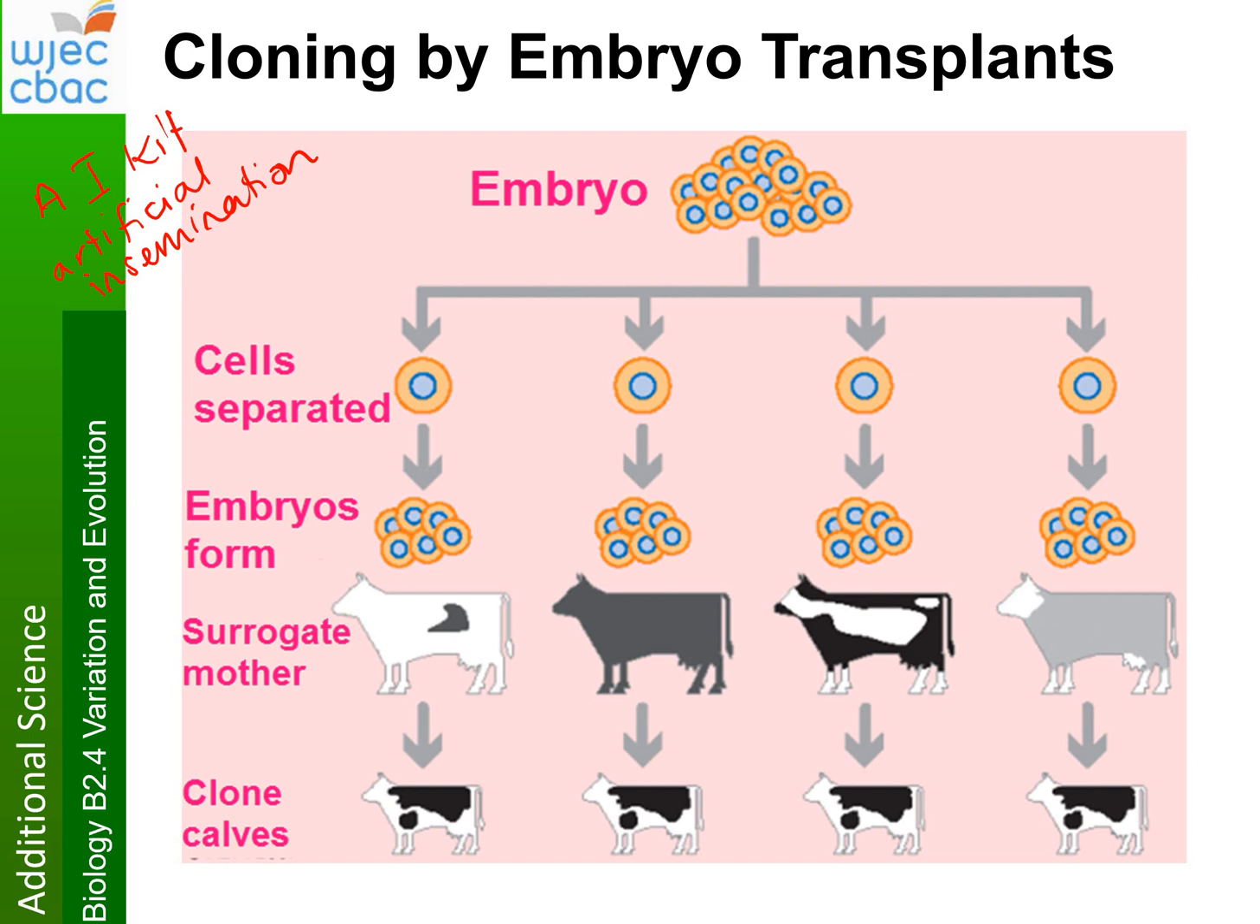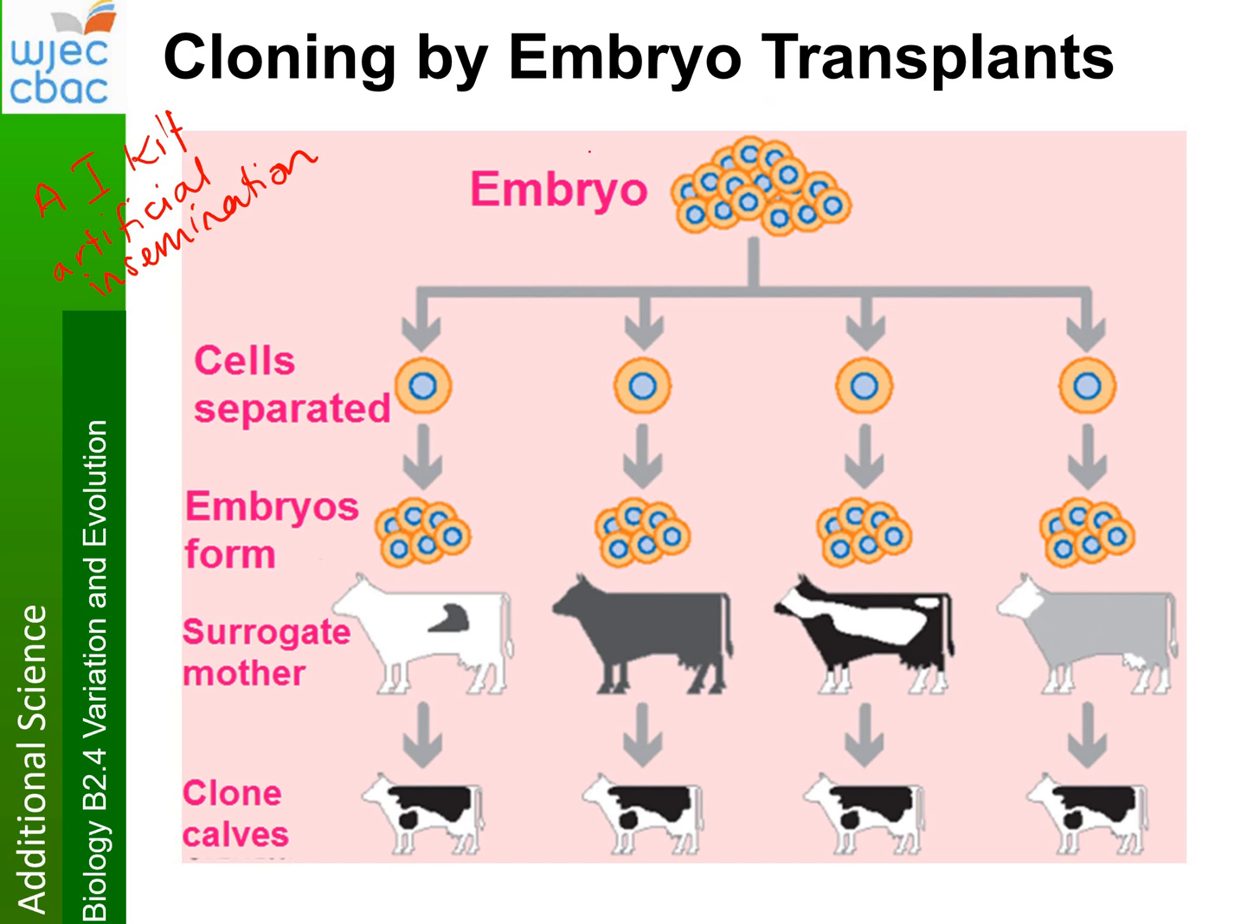So the animal would have been given some hormones to encourage multiple egg production. The eggs would be removed. Each egg would be fertilized by a sperm. And that fertilized egg, that embryo, or zygote we call it to begin with, will start to divide by mitosis to create an embryo. So all of this so far has happened outside of the body in Petri dishes like IVF.